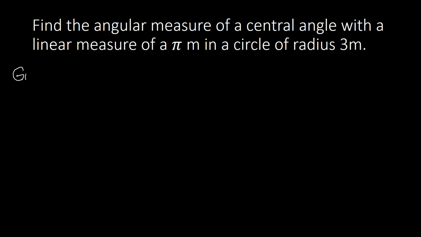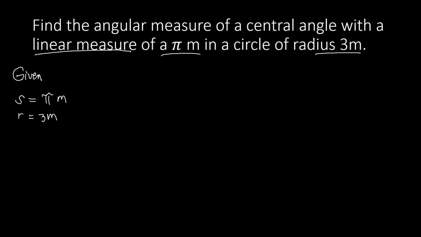So let us try to identify first the given. Our given is a pi m, which is said to be a linear measure. So that is our S, or the measure of the arc length. So S is a pi m. And next we have the radius of the circle, which is 3 m.